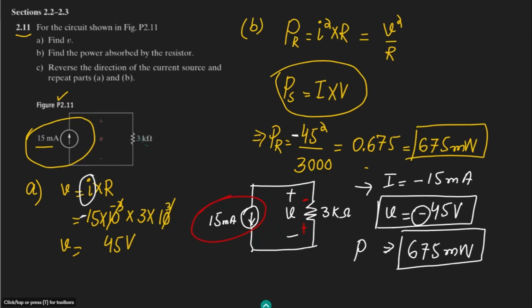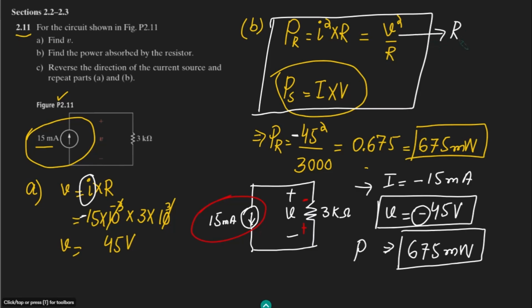So that's it for today, in which we have seen a very basic circuit and analyzed it using Ohm's law and the formula for the power, for the resistors and for the sources as well.